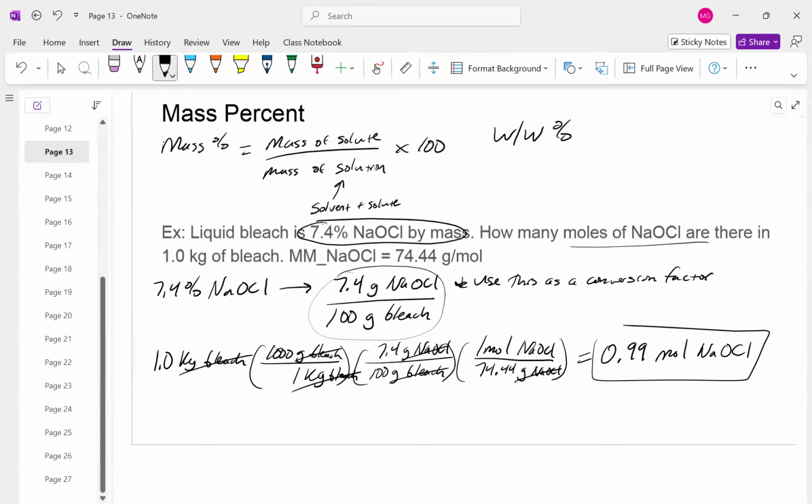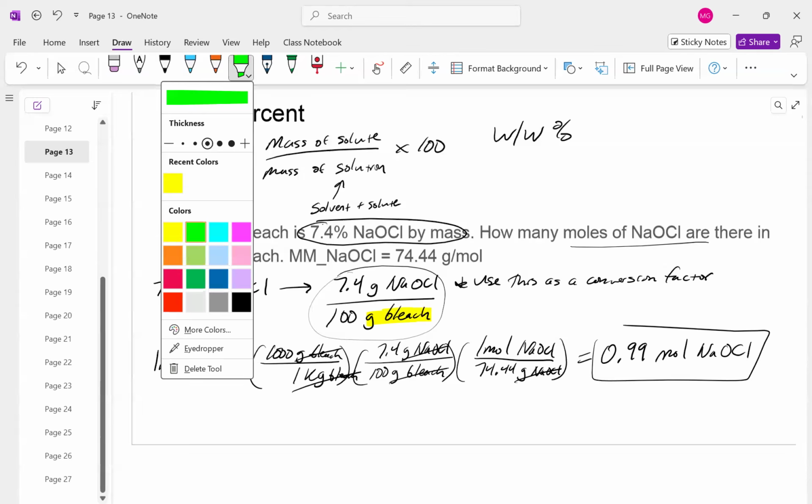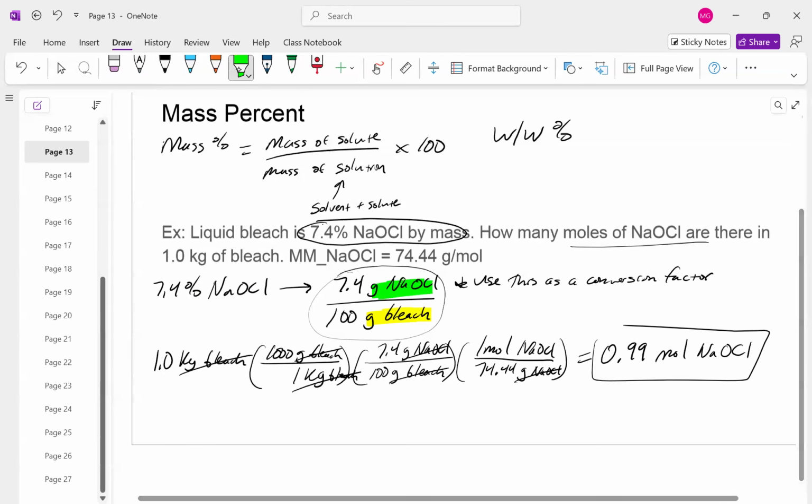Now, again, it's very important that you keep track of the subject of each of the units. That's why I was emphasizing using grams of bleach versus, say, grams of sodium hypochlorite so that I know which mass unit I was talking about.